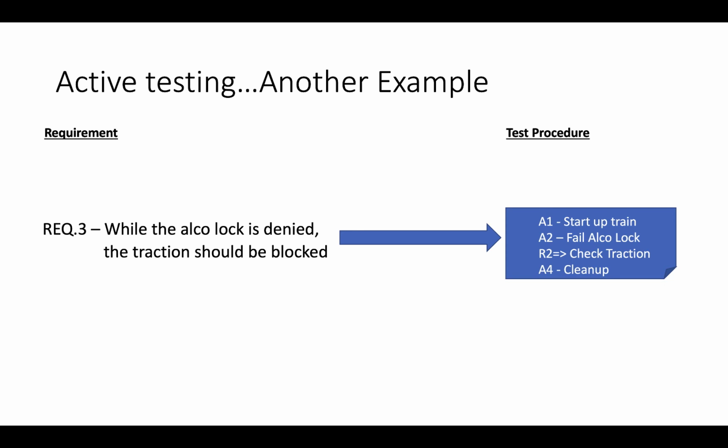Well, let's take a look at the third requirement. In this requirement, the traction should be blocked while the alcohol lock is denied. To test this, again, we have a series of actions to the right. Start up the train, fail the alcohol lock, and then we check whether the traction is blocked or not, just as for the first requirement. We call such similar checks reaction similarities. Now let's put these two together, the first requirement and the third requirement, to see if we can save an effort like we just did with the first and the second.